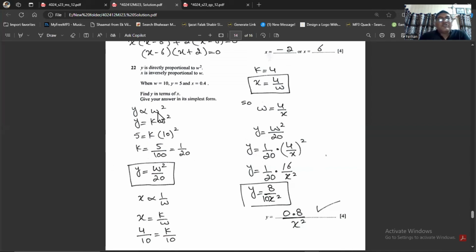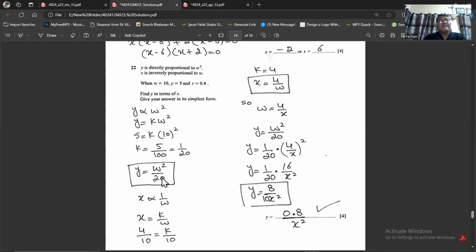y is directly proportional to w square. So y is equals to k w square. The y is 5 and the w is 10. So it is 5 is equals to k into 10 square. So k will be equals to 5 by 100 and that is 1 by 20. So y is equals to w square by 20, because the k is 1 by 20, okay? So y is equals to w square by 20.